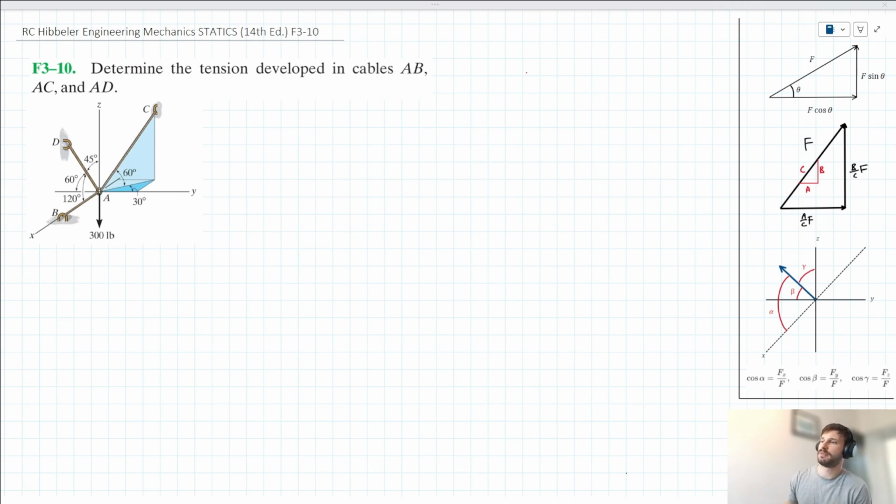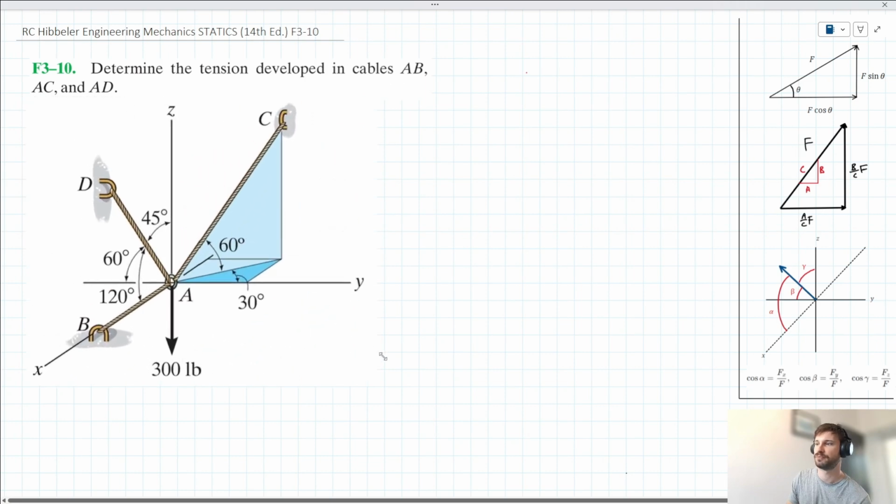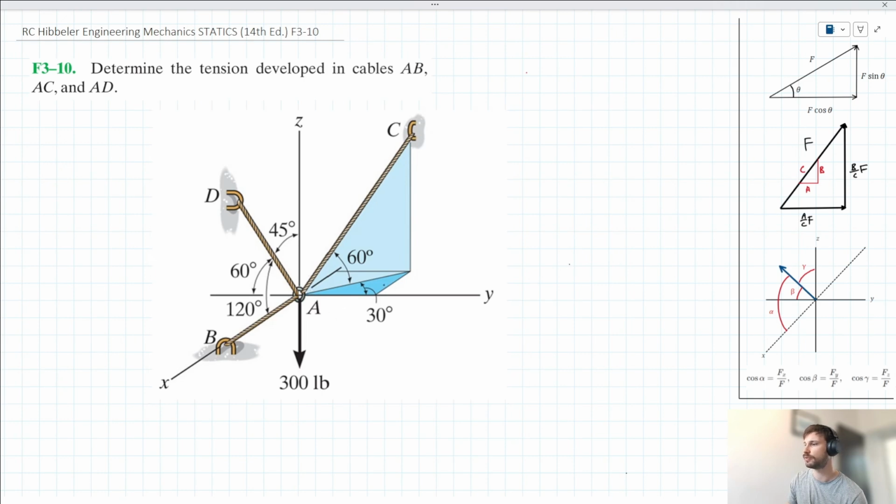So we have this problem from chapter 3 here, which is asking us to determine the tension developed in cables AB, AC, and AD. To tackle this problem, first of all, we're working in 3D space. One thing I notice off the bat is that we have two forces of interest here, the tension in AC and the tension in AD, which are acting in all three dimensions, right? They're acting in the X, the Y, and the Z.